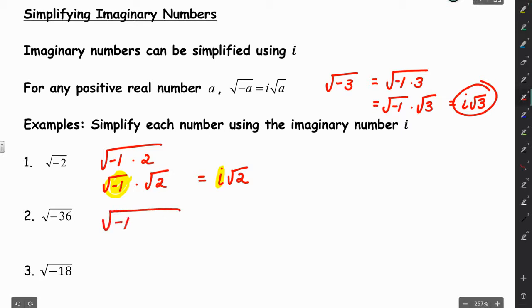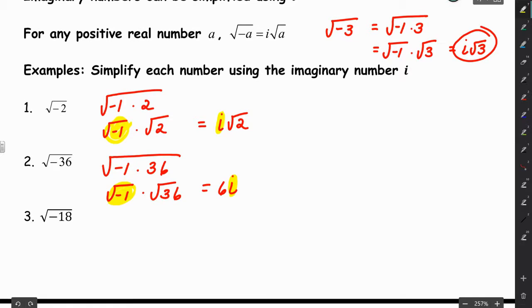We've got the square root of -1 times 36. That's the square root of -1 times root 36. The square root of -1 is i. The square root of 36 is 6. We like that. So the final answer here is 6i. And again, the part that was the square root of -1, that just got replaced with i.